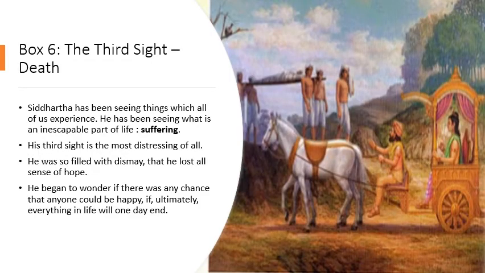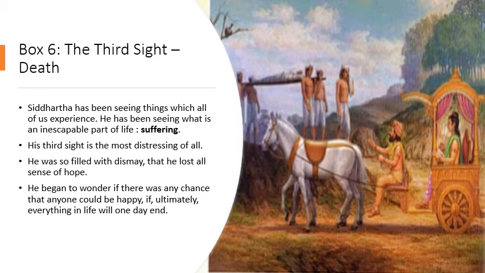Box number 6 is the third sight, and this sight is death. And this is probably the most distressing of all sights for Siddhartha, because up to this point, he's never seen anyone in his life die. So he's been seeing things which everyone experiences, illness and old age, things that are an inescapable part of life, and that is suffering.